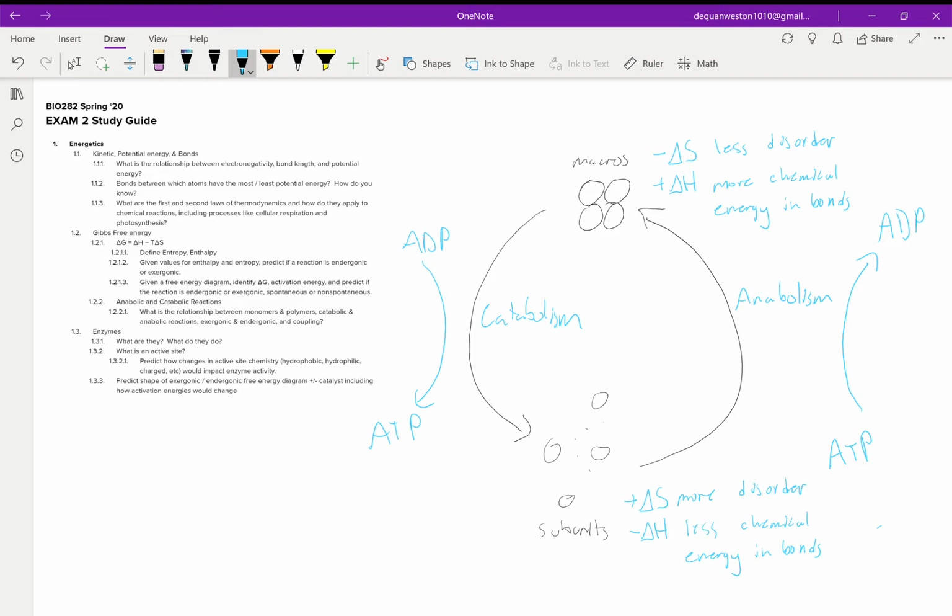Okay, so when we go from a subunit to a macromolecule, there's going to be a decrease in entropy, but an increase in enthalpy. And when the vice versa happens, and you get it broken down into subunits, there's going to be an increase in entropy. There's going to be more disorder. So I'll give you a second to write this down.